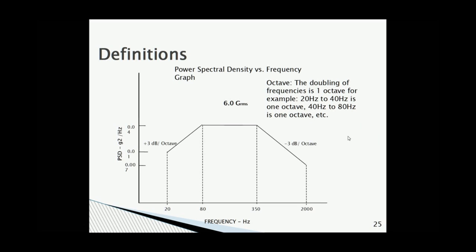Okay, let's go ahead and move on. Oh yeah, one more thing. Here, your vertical axis is described in power spectral density, which we had expressed earlier is the unit of measurement used for random vibration testing. And here you have your horizontal axis, which is in frequency.